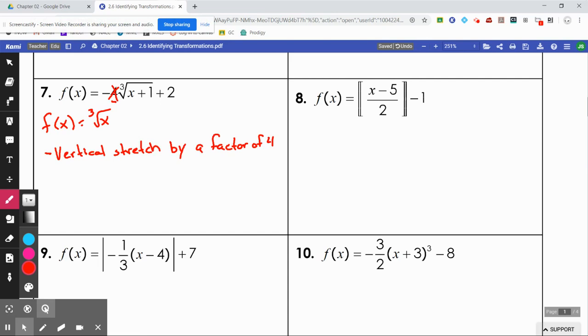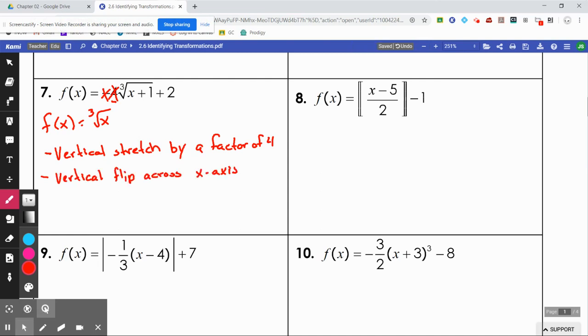And that should be all of our stretches and compressions. Let's look for any flips, and negative multiplication is going to flip it. We do have another one on the outside, so that's going to be a vertical flip. And an up and down flip would be a flip across the x-axis.